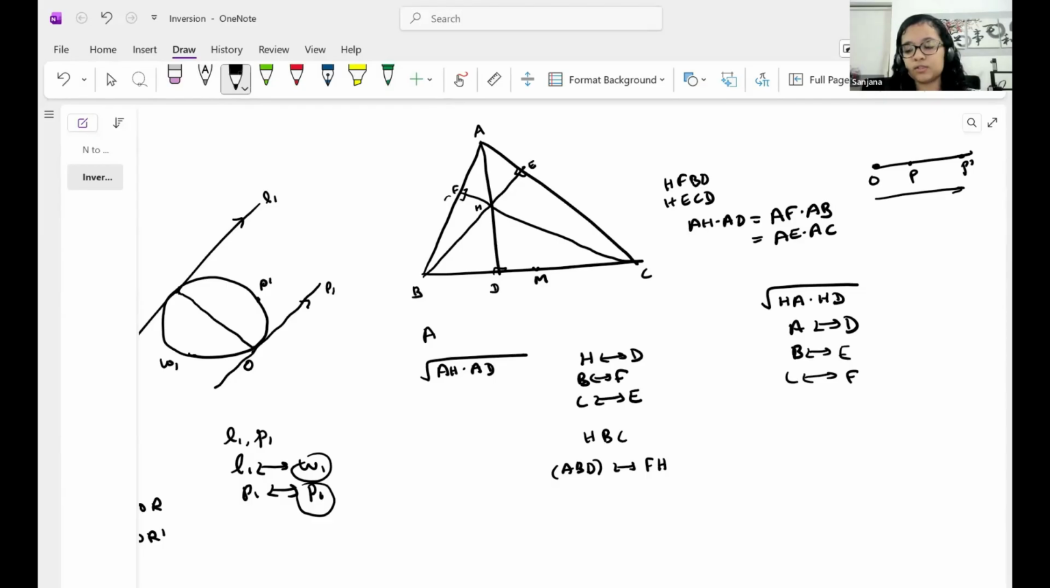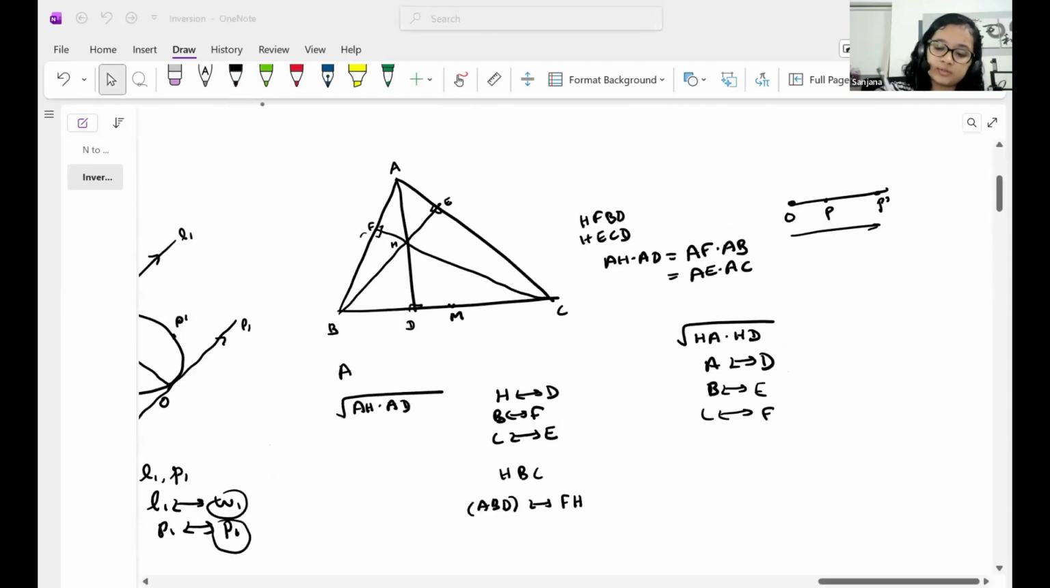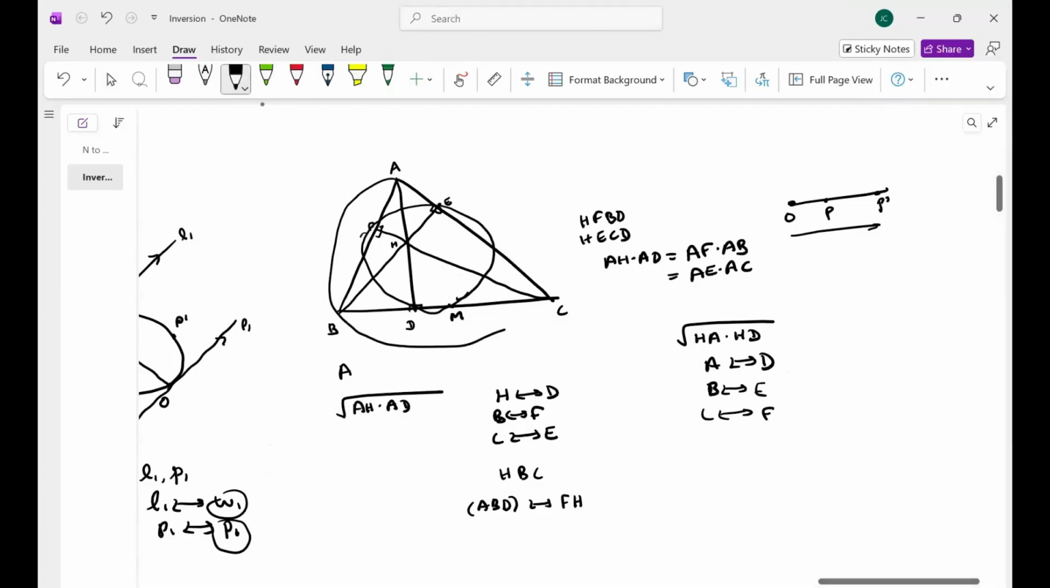So here, can someone tell me what the 9-point circle will go to? Circumcircle. Yes, here the 9-point circle will go to the circumcircle. And in fact, M will go to, so M, we know that M lies on the 9-point circle, right?